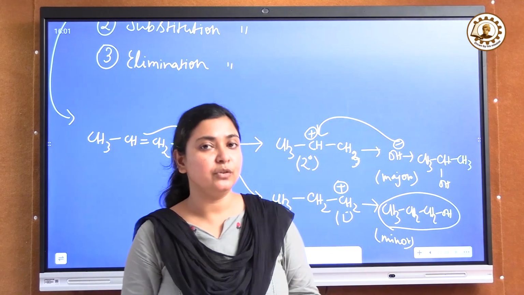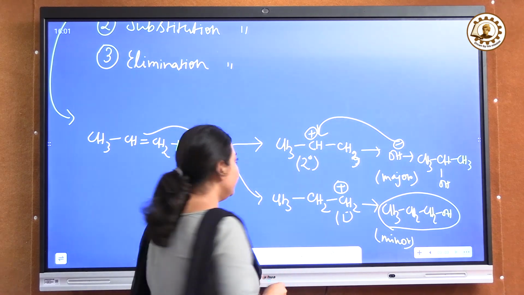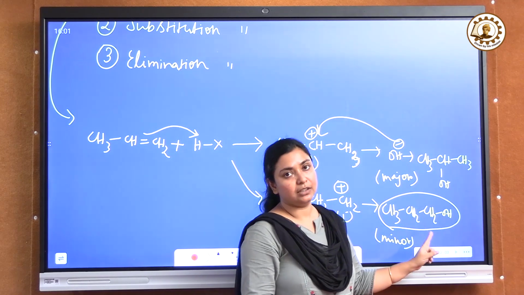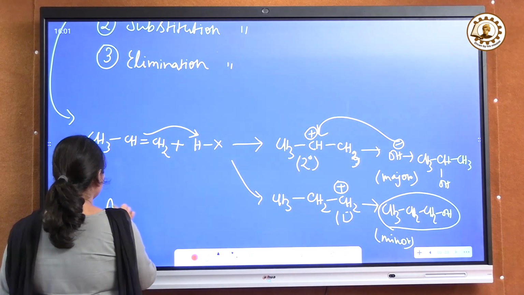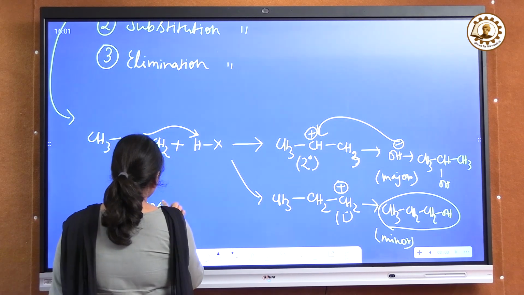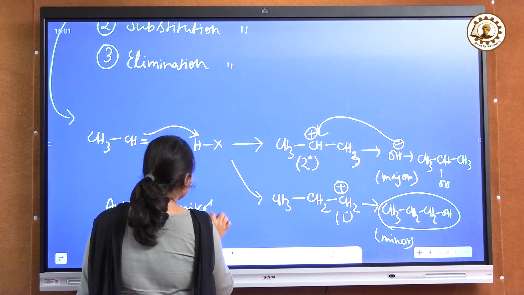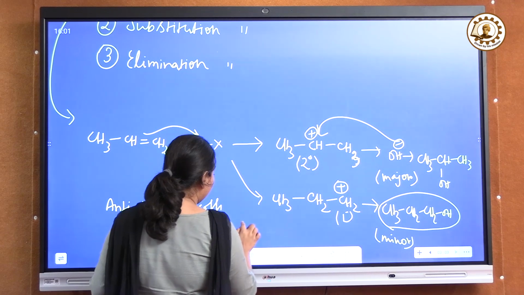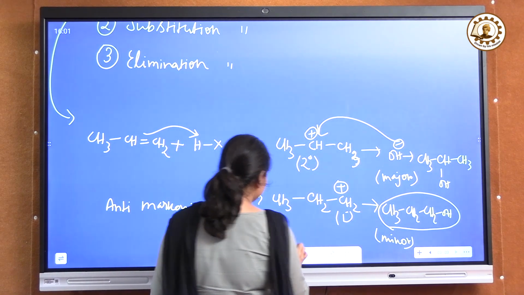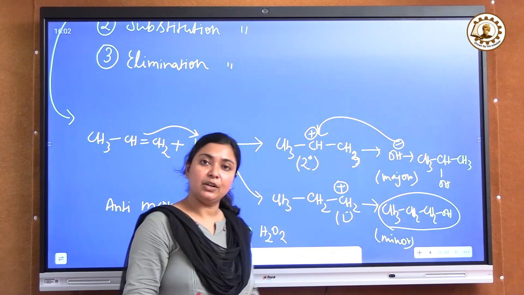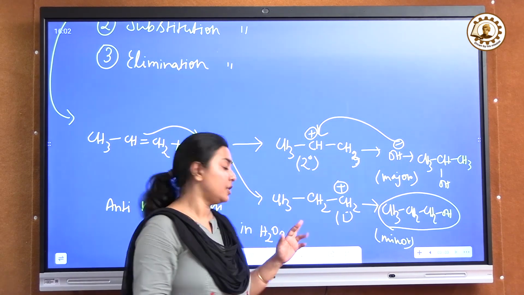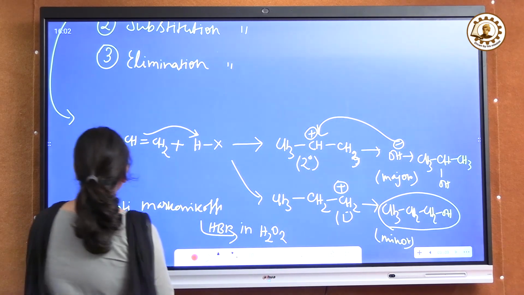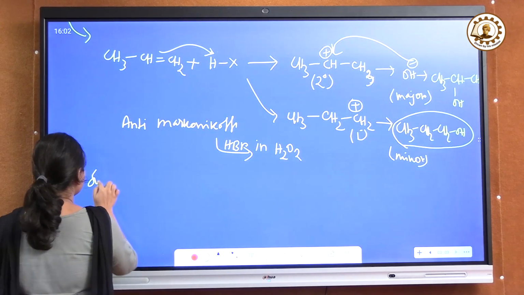Now while we are studying Markovnikov addition, we have to know about anti-Markovnikov. Anti-Markovnikov addition always gives less substituted alcohols, and it takes place only in the presence of HBr with any kind of peroxide. It may be hydrogen peroxide or alkyl peroxide. HBr in the presence of hydrogen peroxide or alkyl peroxide will give anti-Markovnikov addition. Next we will come to the substitution reaction.